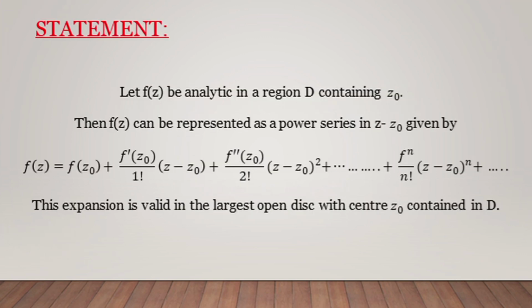Now, first let us see about the theorem. The statement is, let f of z be analytic in a region D containing z0. Then f of z can be represented as a power series in z minus z0 given by f of z equal to f of z0 plus f dash of z0 divided by 1 factorial into z minus z0 plus f double dash of z0 divided by 2 factorial into z minus z0 the whole square plus etc. and the plus f of n of z0 by n factorial into z minus z0 power n. This expansion is valid in the largest open disk with center z0 contained in D.